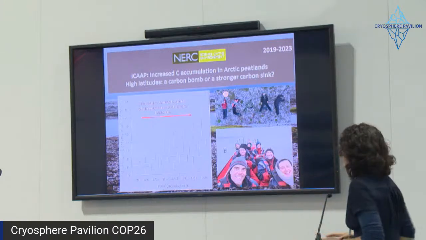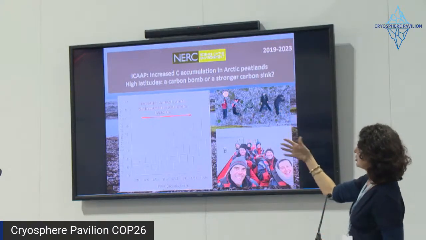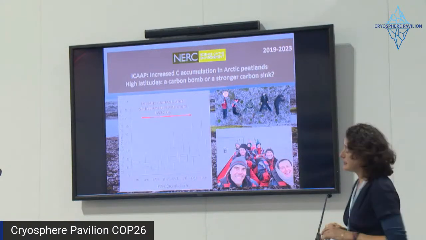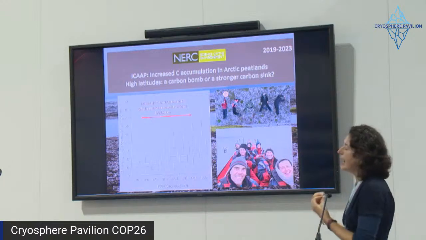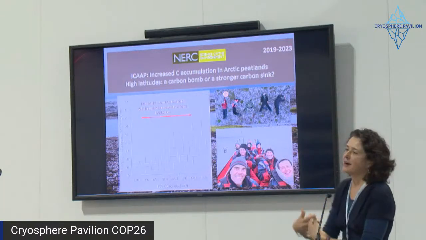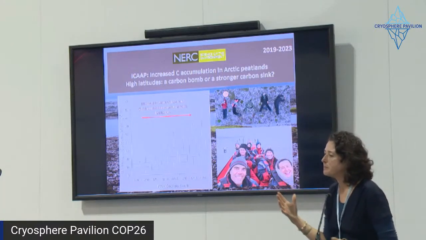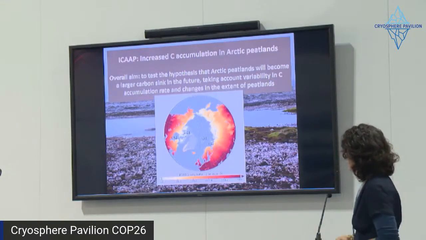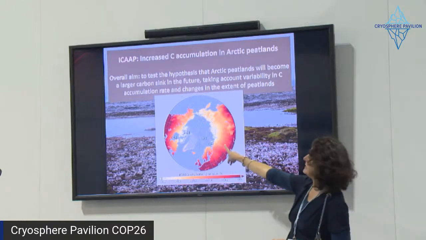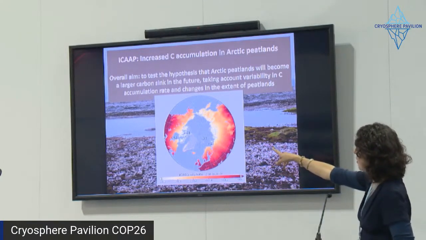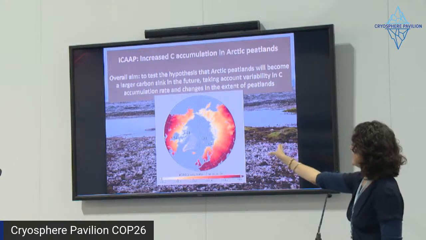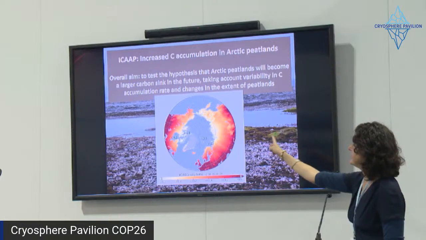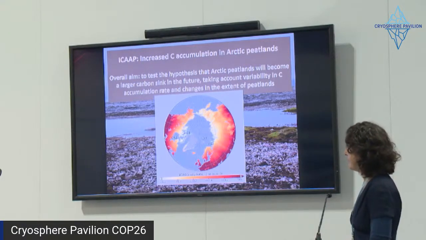It's a NERC-funded project, so funded by the UK government, and it's trying to find out if the high latitude peatlands will really be a carbon bomb. So will we see a release of carbon from these peatlands, or a stronger carbon sink? So our sites are in Svalbard, that's European Arctic 1, in Lapland, European Arctic 2, and then in the Canadian Arctic that hopefully we will do the work this summer.